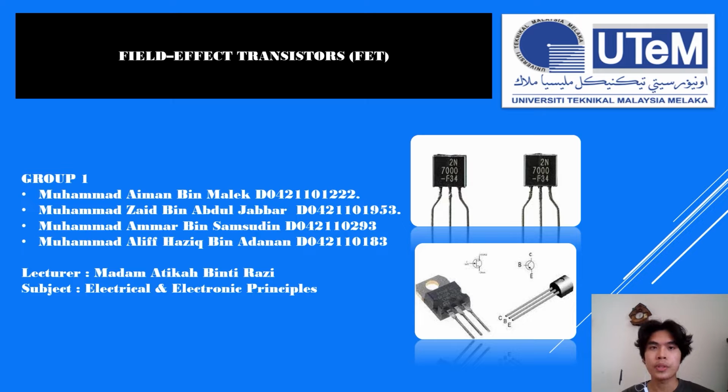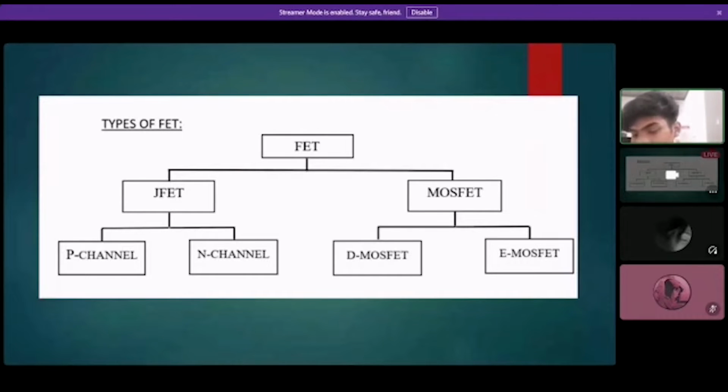We are going to present about field effect transistor, FET. Today I will present about FET. There are many types of FET, which are JFET and MOSFET. JFET is divided into two, which are P-channel and N-channel. MOSFET is divided into two, which are the depletion MOSFET and E-MOSFET.